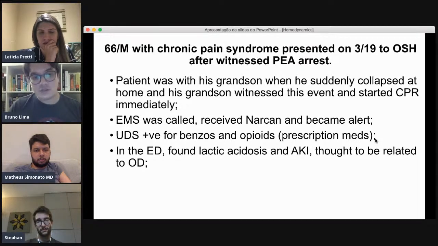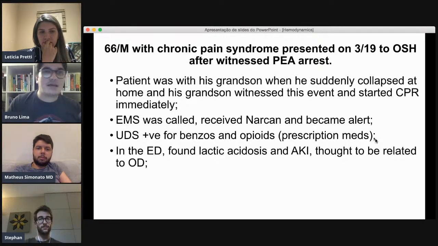They did a urine drug screen. Never forget, when these guys come in altered, always get a urine drug screen. It's super easy, and it can screen for a bunch of drugs like benzodiazepines and opioids. Here in this country, unfortunately, we have an opioid crisis. So his urine drug screen was positive for benzos and opioids.